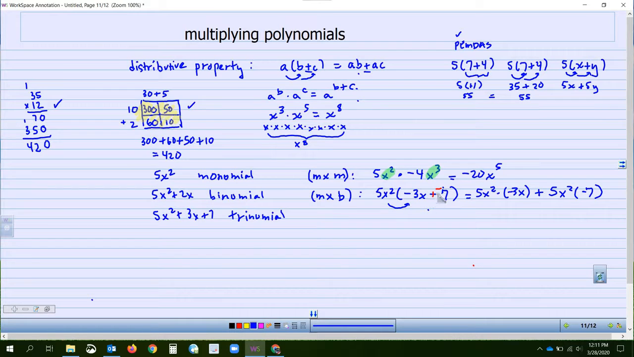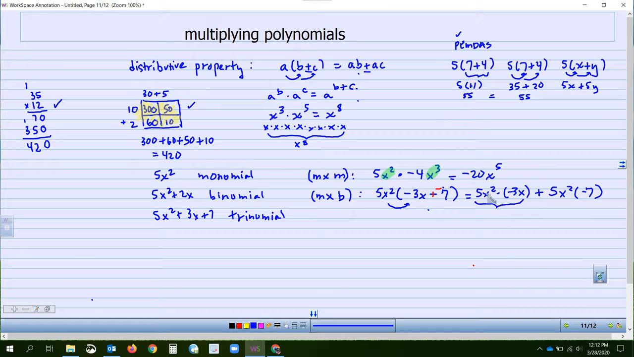Students get caught up all the time with subtractions and negatives. So if you can learn, in polynomial operations, adding, subtracting, multiplying, and dividing, to change subtraction to adding a negative, I'm telling you, your life will be a lot easier. You'll make a lot fewer mistakes. All right, so here we go.